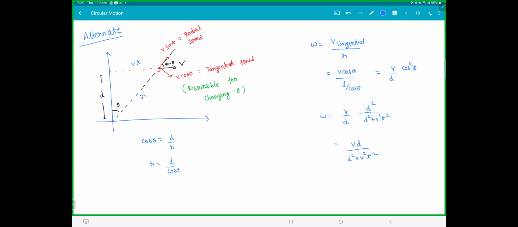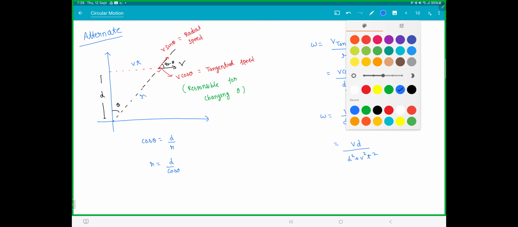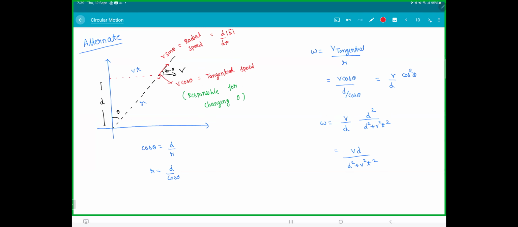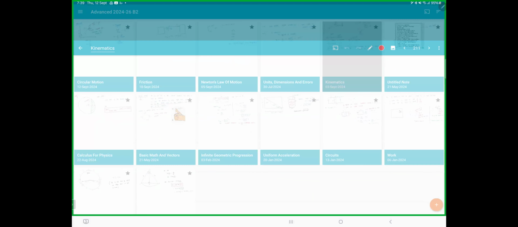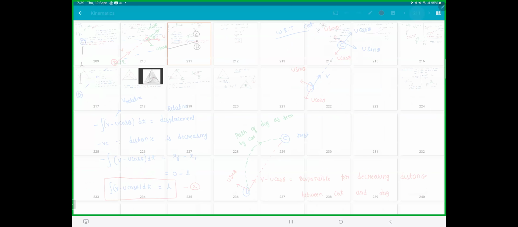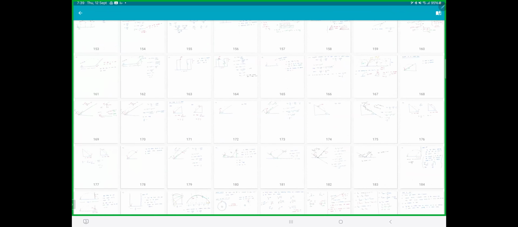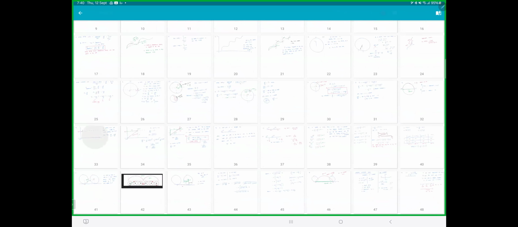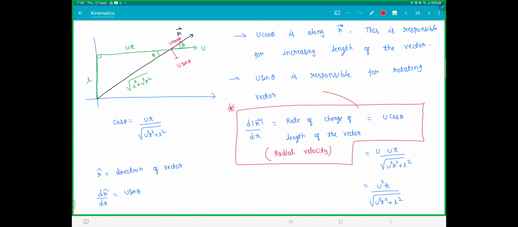Anyone remembers what is v sin theta? D by dt of mod r bar. Remember, rate of change of length of the vector. You know where we have done this? Kinematics. We did this a little extensively. We studied this. Do you guys remember this question now? Radial velocity.